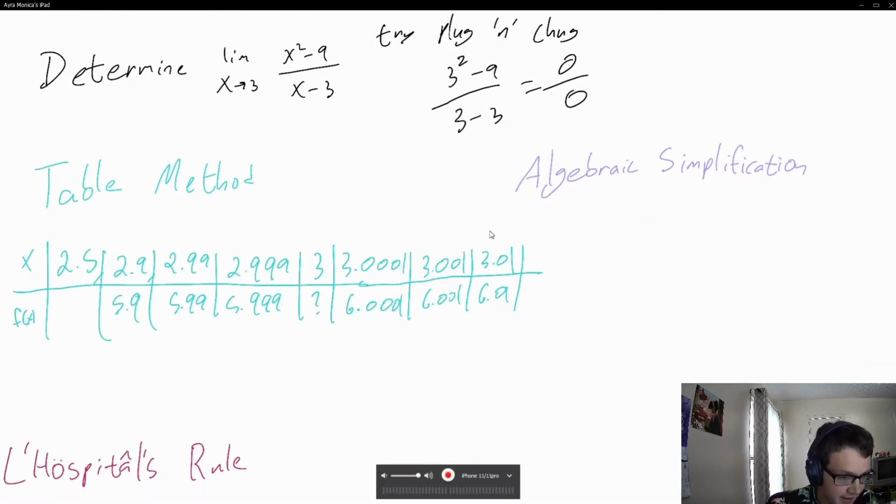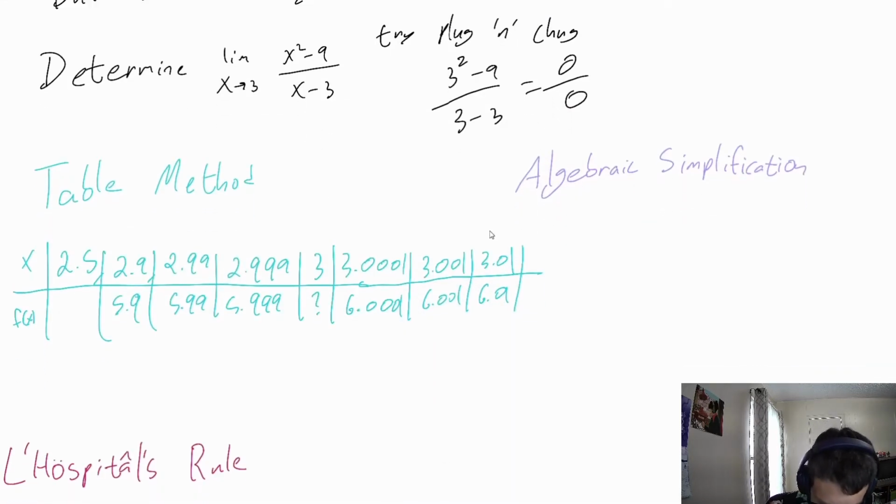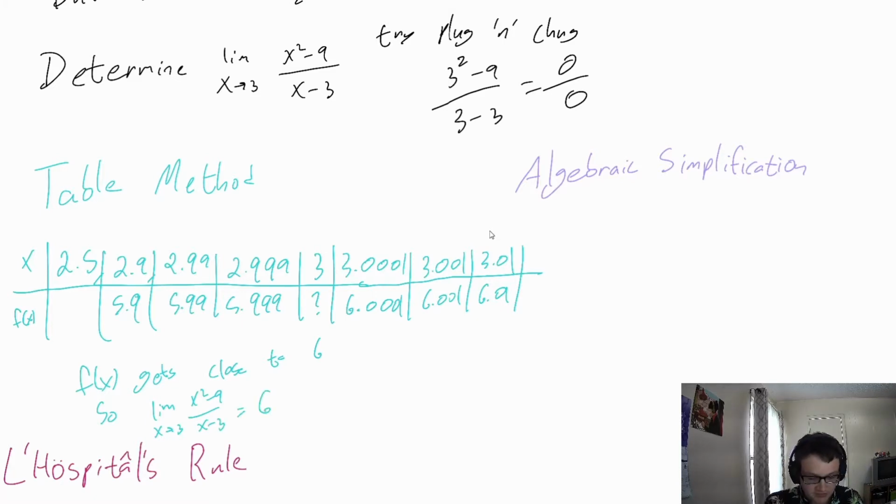So we have these in our table here. And hopefully it's clear, as we plug in values that are closer and closer to 3, our output values are getting really close to 6. So f of x gets close to 6. So the limit as x approaches 3 of x squared minus 9 over x minus 3 equals 6. That's the table method. It's very crude and unrefined, but it works.